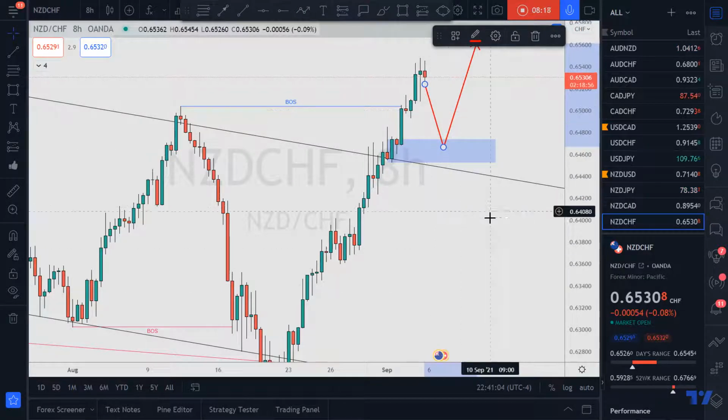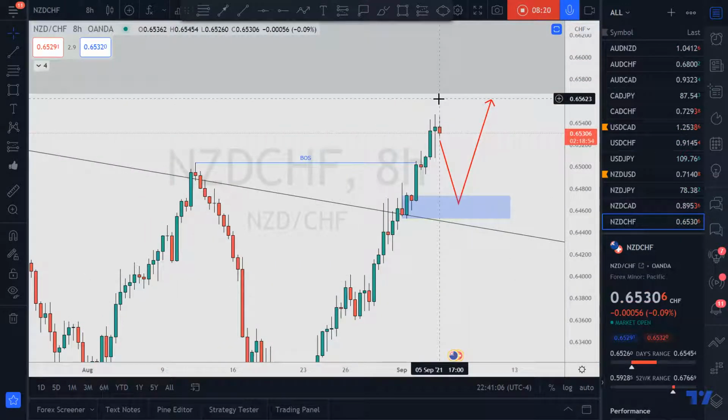So I am bullish overall. I'm looking for a pullback and then a continuation of the bullish momentum. And that's it. I hope you've learned something.